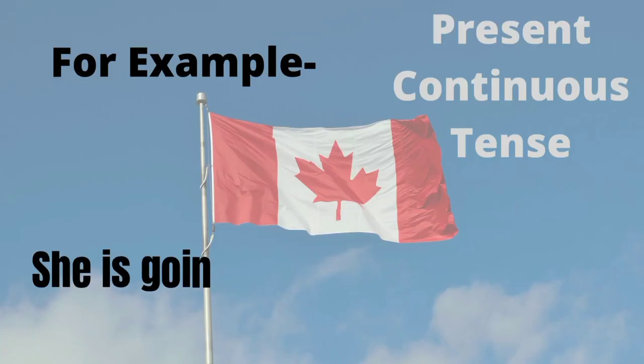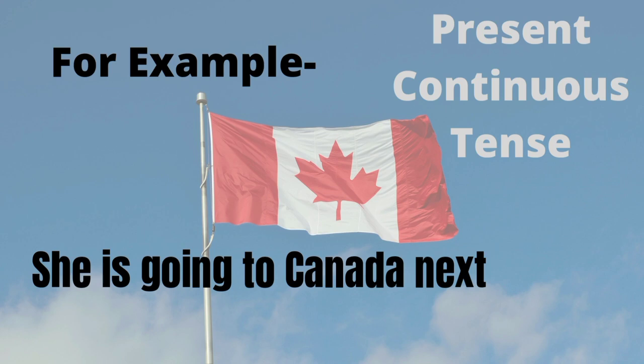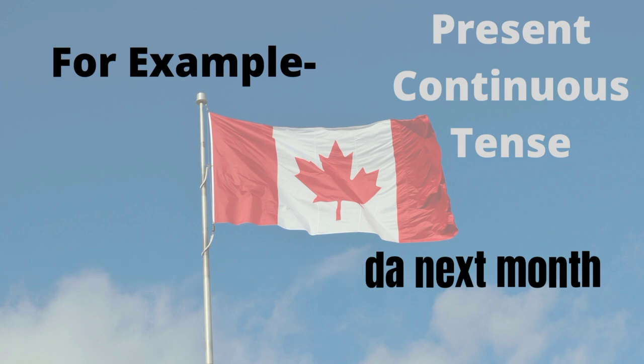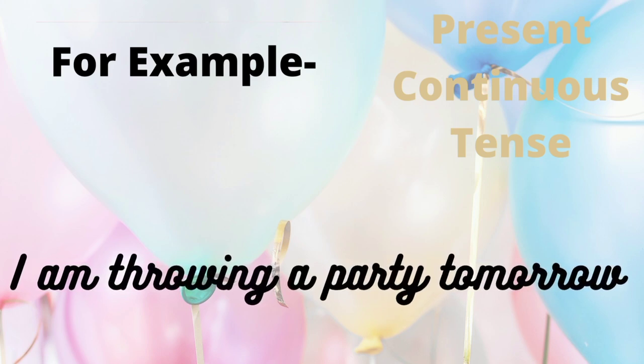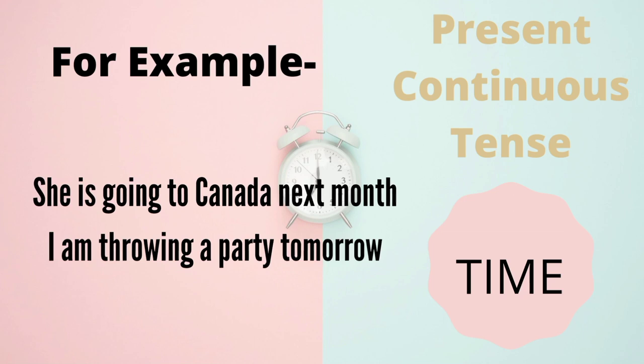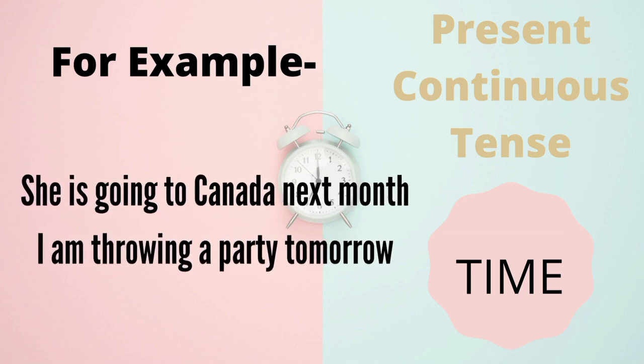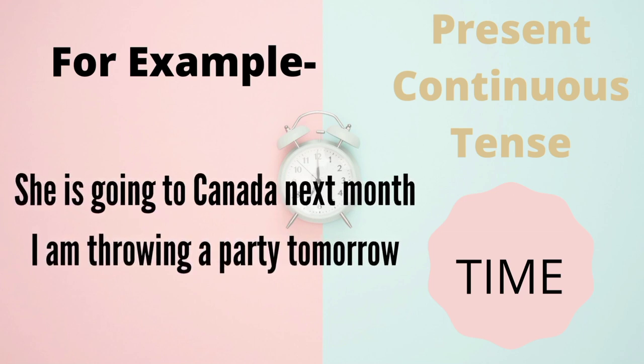For example, she is going to Canada next month. So this means she is going to Canada next month. It is also expressed in the present continuous tense. Another example, let's take, I'm throwing a party tomorrow. But in these sentences, we have to mention the time. Otherwise, it will mean right now.